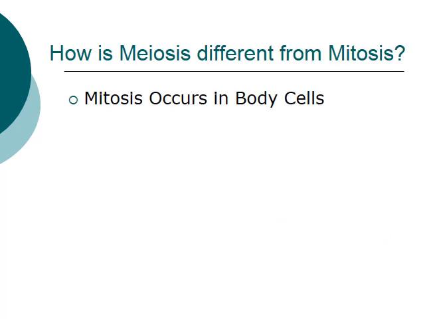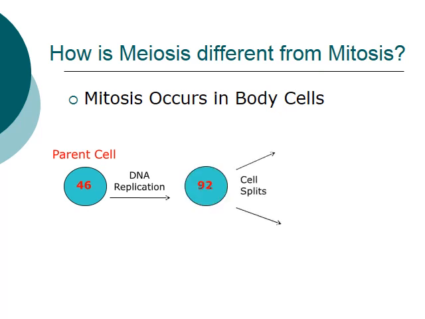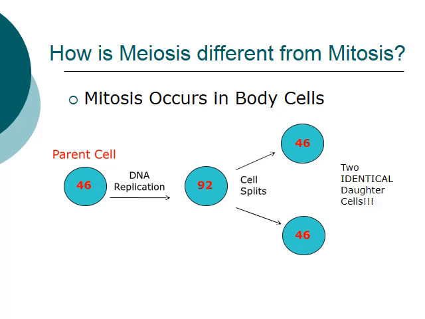So how is this different from mitosis? Again, mitosis is only in our body cells, our eye cells, stomach cells, liver cells. We're going through mitosis all the time. So it only duplicates and then separates once. So mitosis is 1 split and we're done. And notice that the parent cell and the daughter cells have exactly the same number of chromosomes. And they're exactly the same DNA. 2 identical daughter cells.